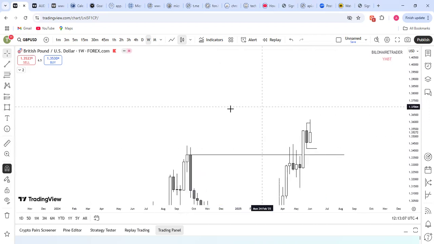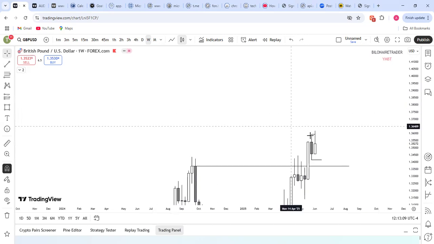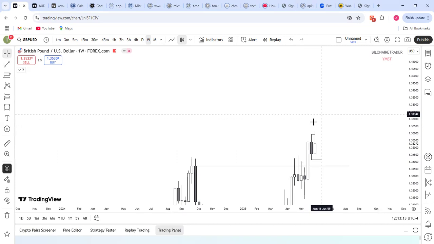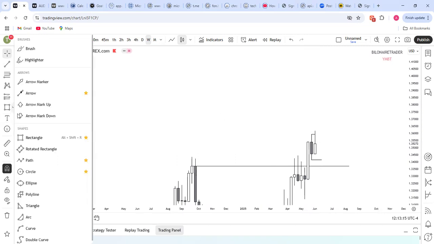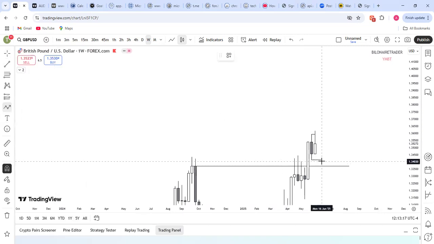So that is the recap, guys. Hopefully we want to see some sell for this coming week and to this region, and then more buys to the upside on GBP USD.